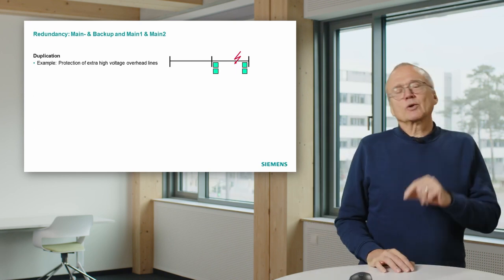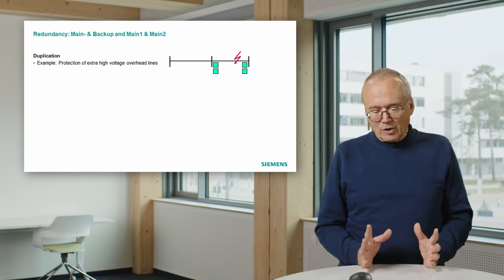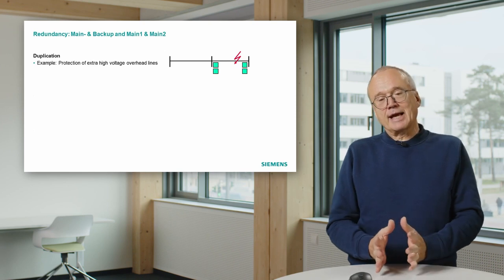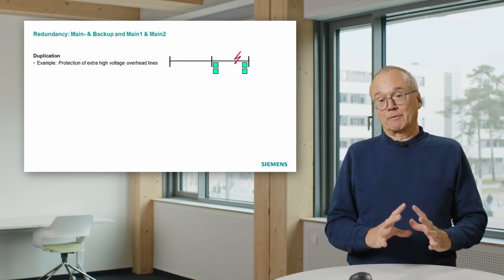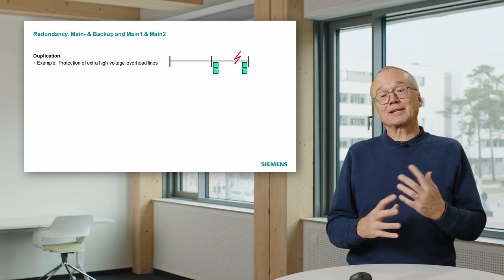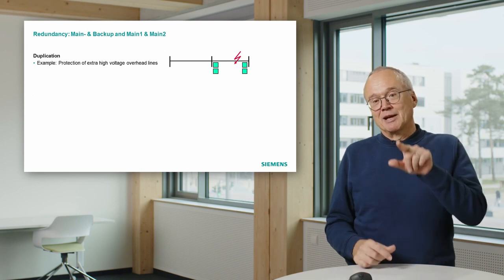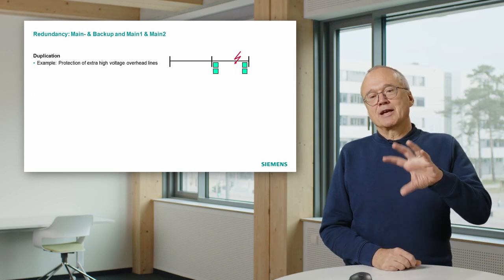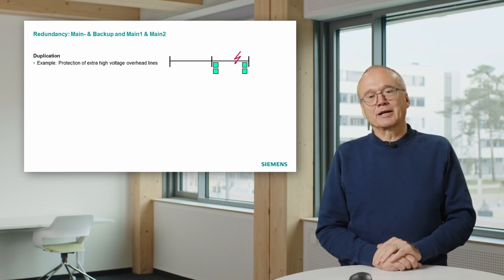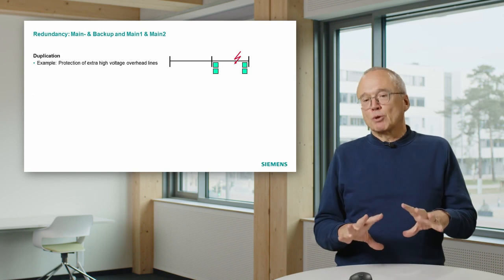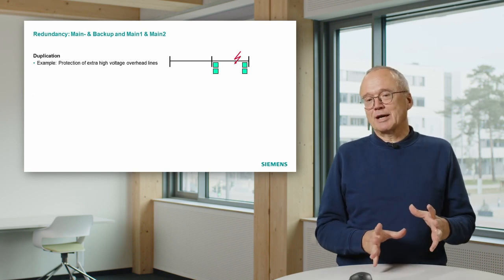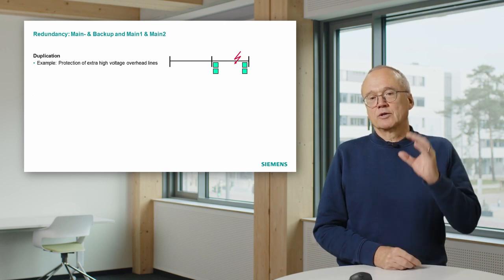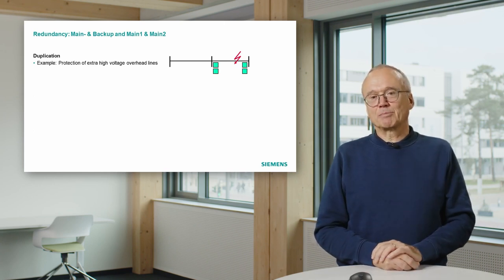I would just like to add one comment in this context. We also offer relays where you have a distance relay and a line differential relay in one box. That gives also some redundancy, but that is not what is required here. Because if distance and line differential are in one box, if this box fails, there's nothing left. That means if you have a main 1 and main 2 concept, you need really two separate relays.